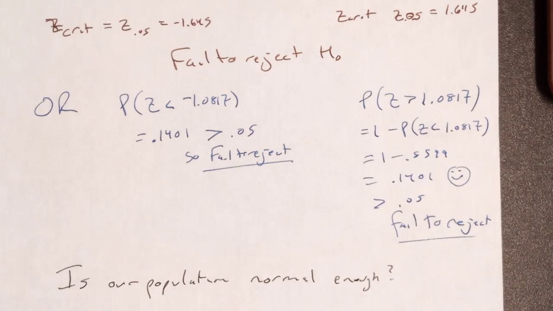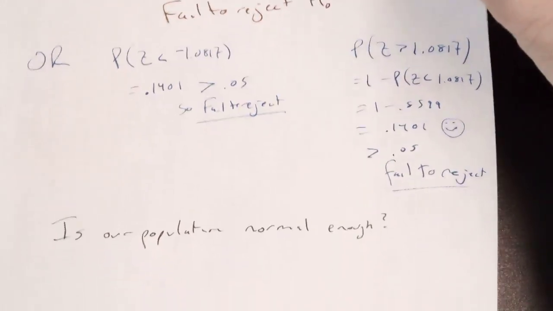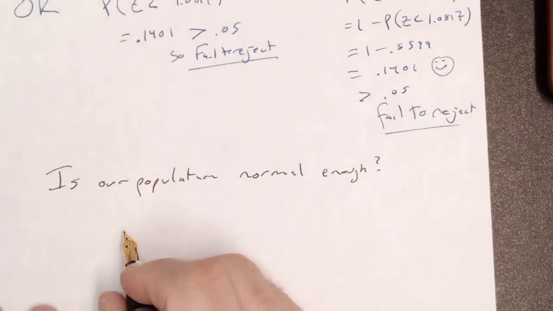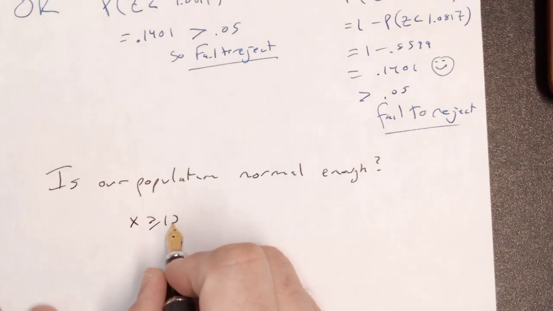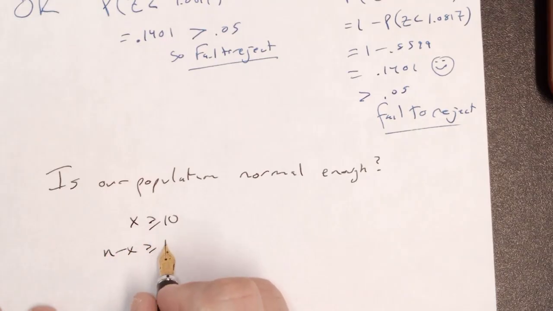Well, literally, I actually have both the numbers I need. I need to know that X is bigger than or equal to 10, and I need to know that N minus X is bigger than or equal to 10. And we happen to have both of those numbers. What were the two numbers we came up with for X and N minus X? 14 and 3,000, which is definitely a lot bigger than 10, right?